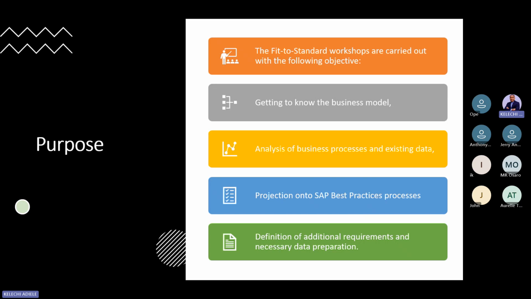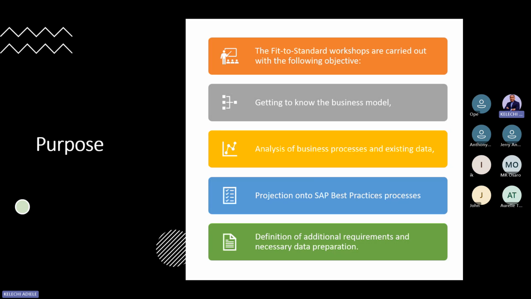Now, what's the purpose of this? It is getting to know the business model. One of the reasons why we do the fit to standard workshop is to understand the business process, understand the business, understand their model. Secondly, it is to analyze business process and existing data. We also do the fit to standard workshop to analyze all the end-to-end business processes. All those questions you were asking were all to get information around how the business currently works. So you have to do that.